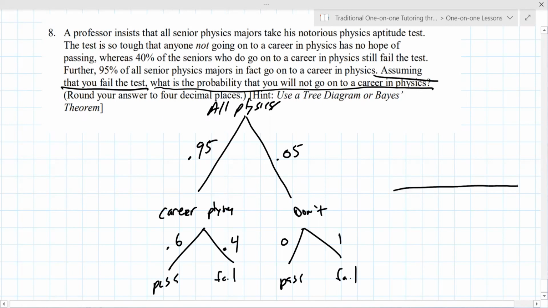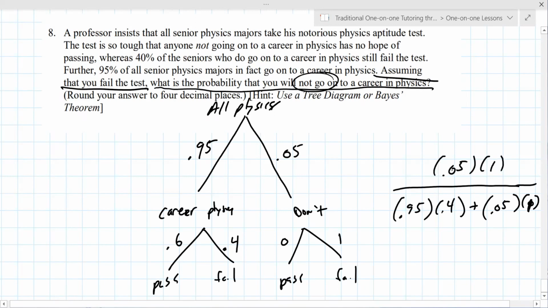So there are two paths to fail. There's this one on the left, 0.95 times 0.6, plus 0.05 times 1. I gave you the wrong numbers here, sorry. That's 0.4. We want the ones down the left and fail, and down the right and fail. Then we want the probability that you will not go on to a career in physics. That's this one on the right. I mentioned this to you before: whatever's in the numerator comes from one of the answers in the denominator.